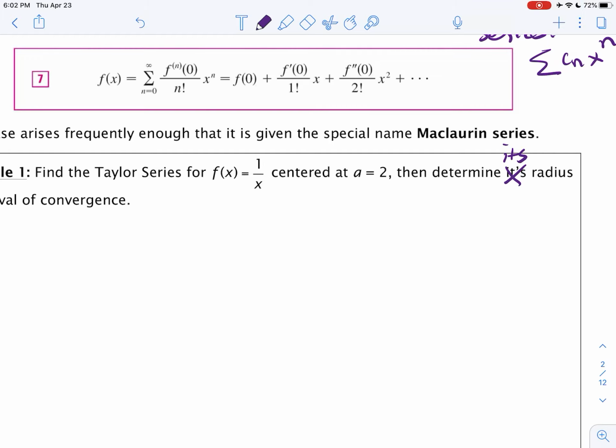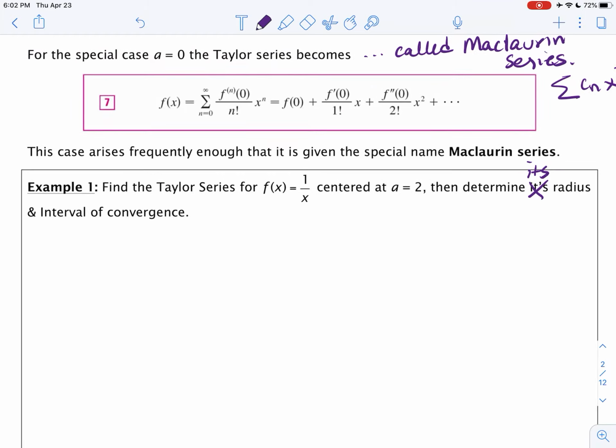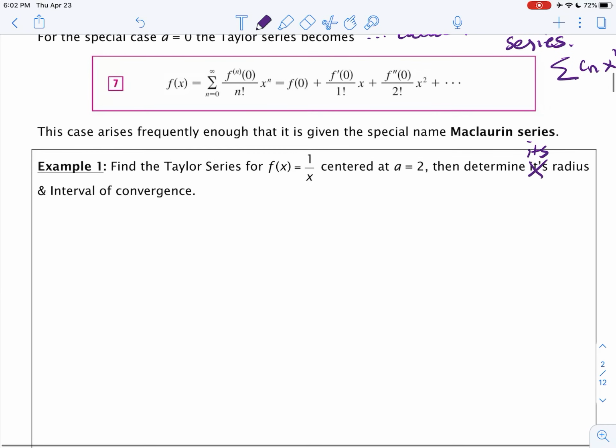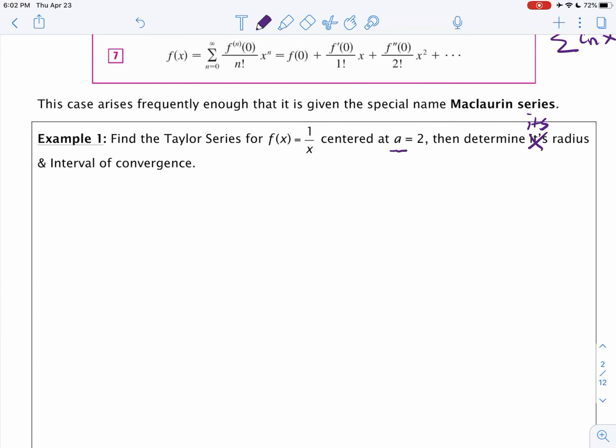And I'm going to sit here and say, for the English folks out there, that's incorrect. It's not "it is," it's "its."